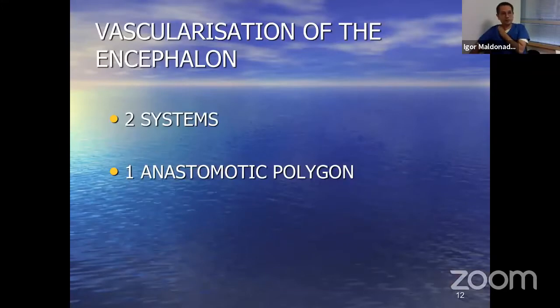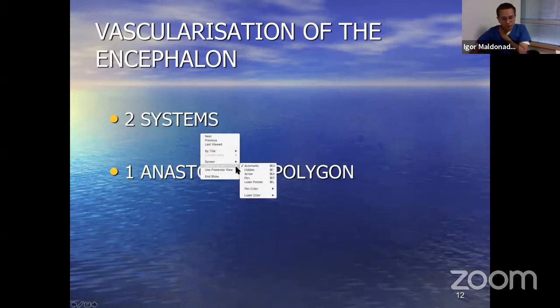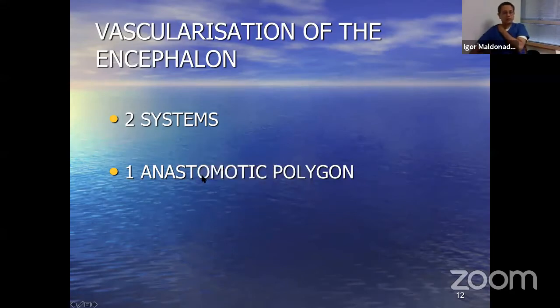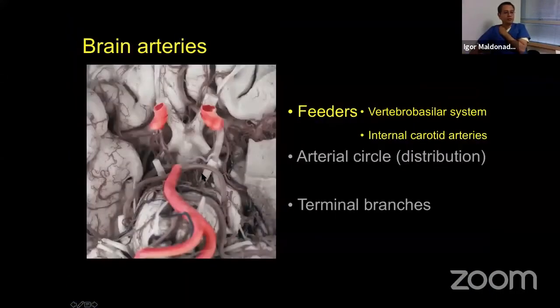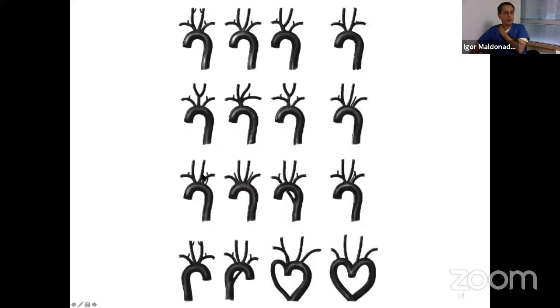So one of the first important concepts in the vascularization of the encephalon is the fact that it's organized in two connected systems. One is the anterior or carotid system, and the other is the vertebrobasilar system, and both are connected by the polygon of Willis, which is also described as the arterial circle of the brain.